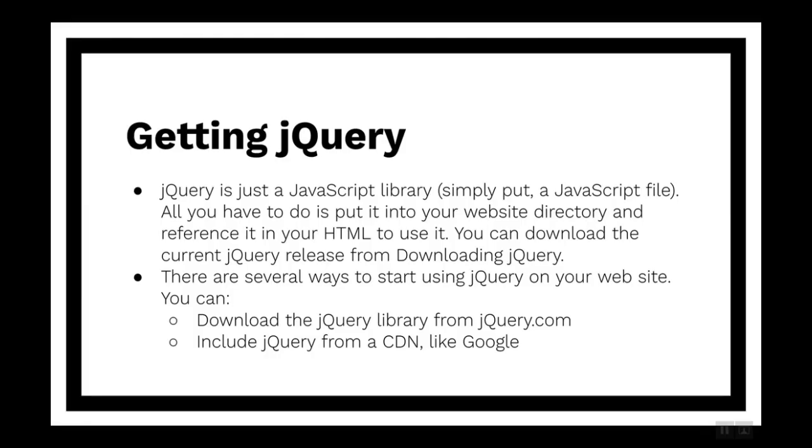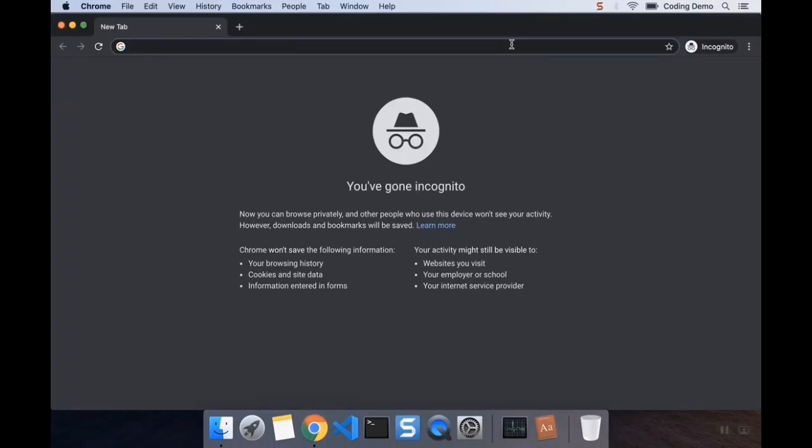It is free and open source under the MIT license. So now how do we get jQuery? We get it from jQuery.com. We can either download the file or get it through a CDN, which stands for Content Delivery Network. So let's quickly go to jQuery.com to review our options.